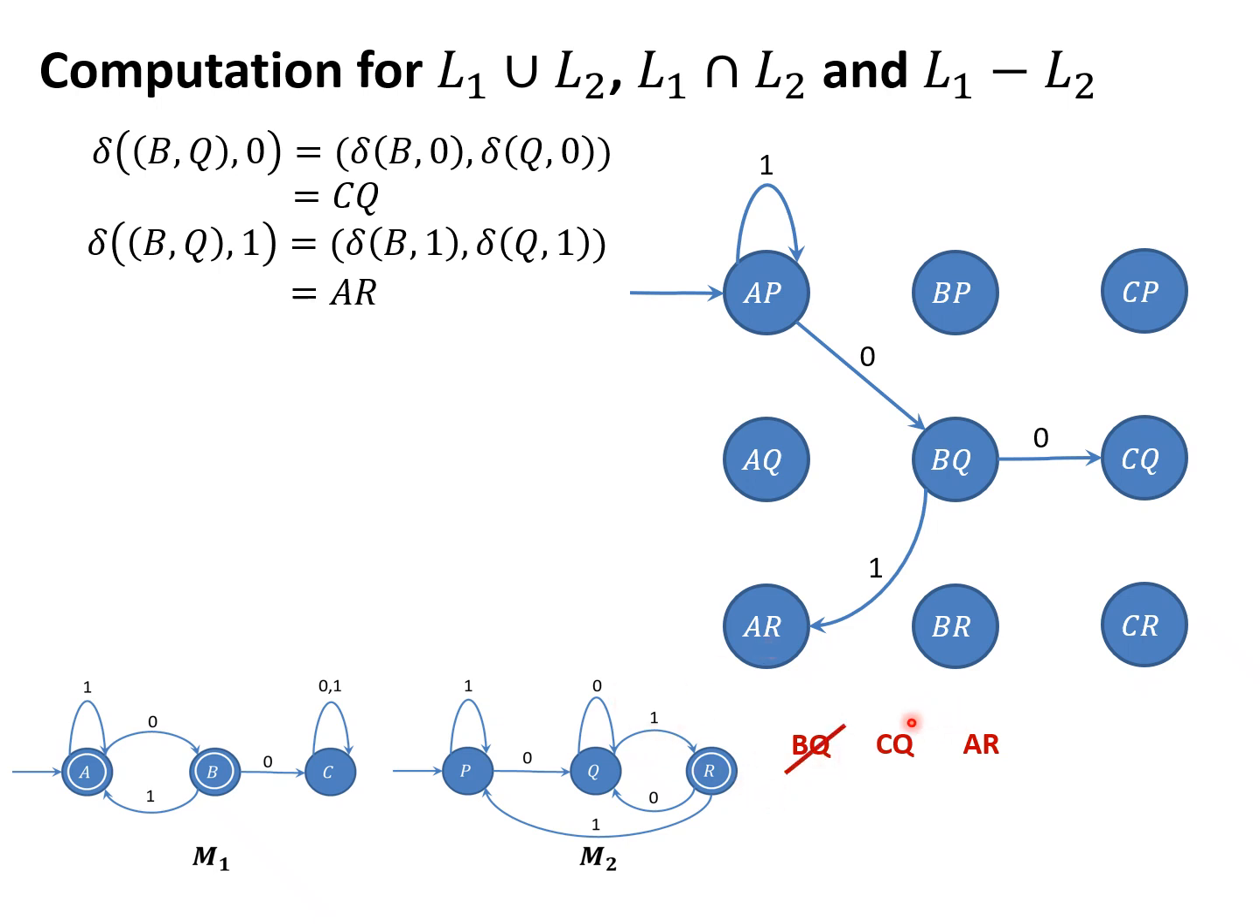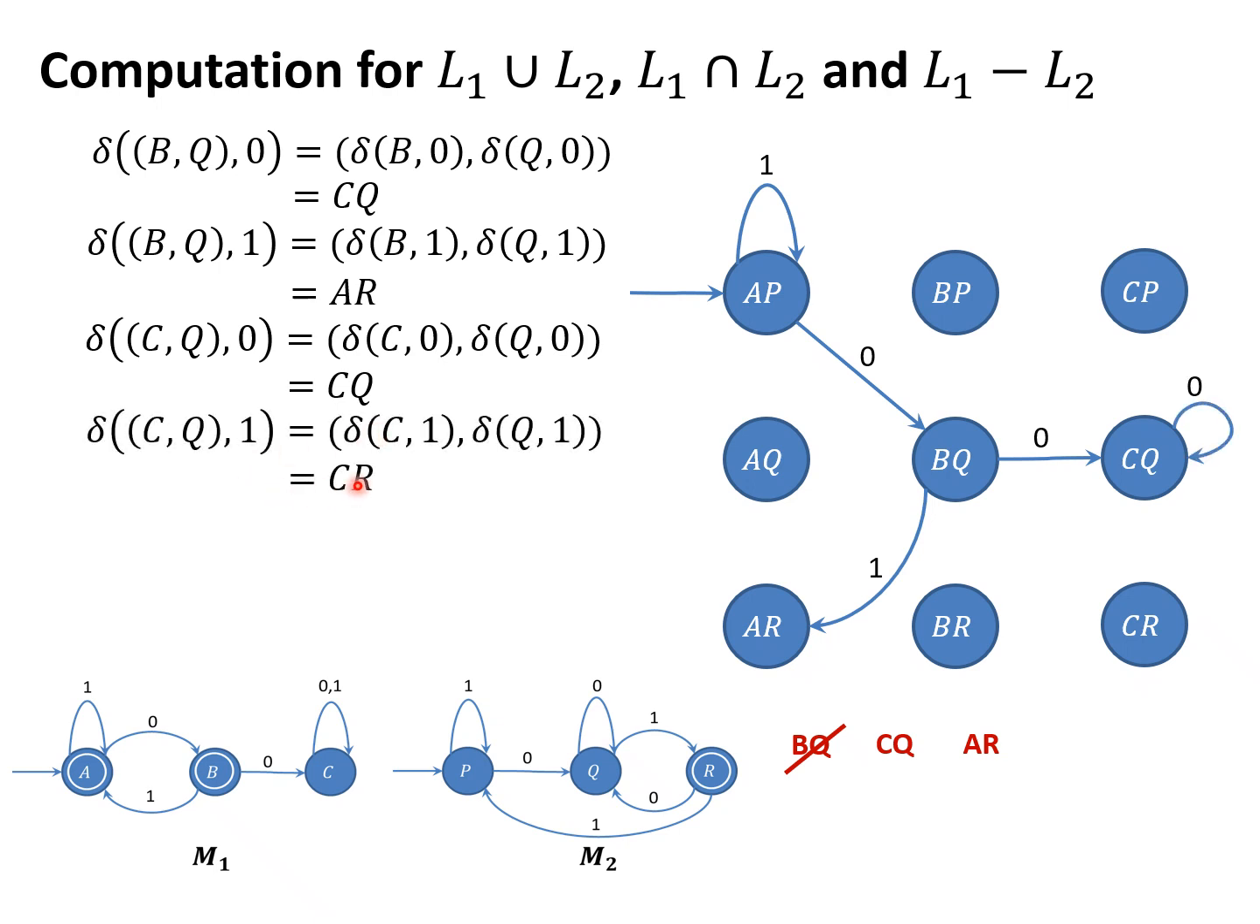Then you take the next new state, CQ. CQ on 0 goes to CQ itself. CQ on 1 will go to CR. You get a new state, so you write it in red color here. CQ is over. It will take AR now.